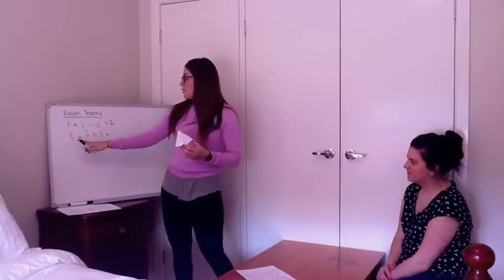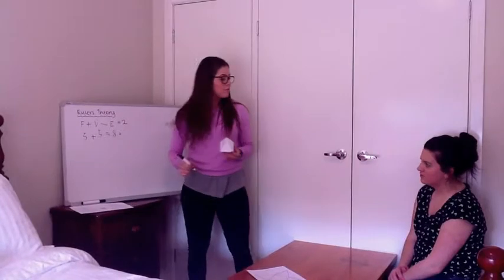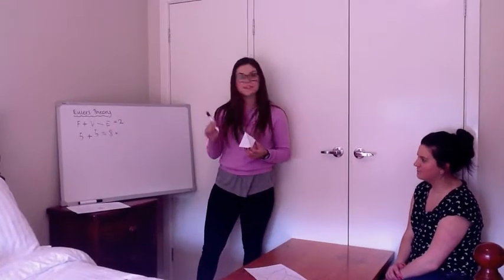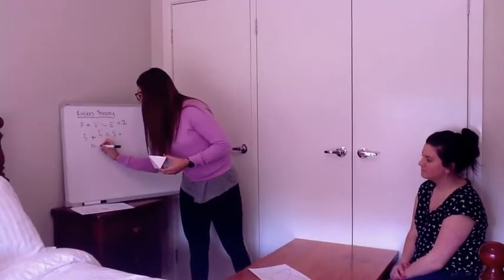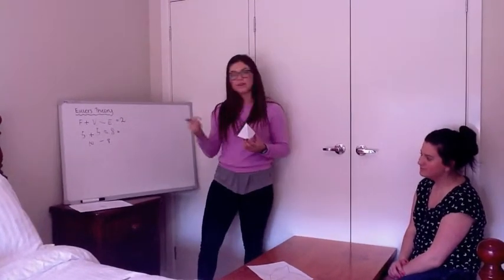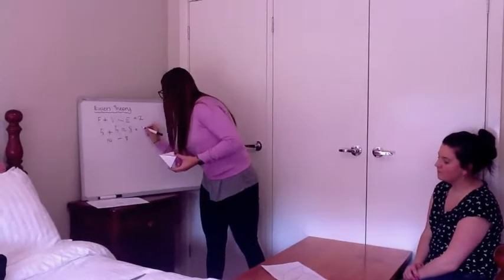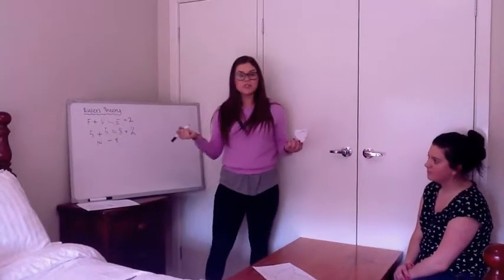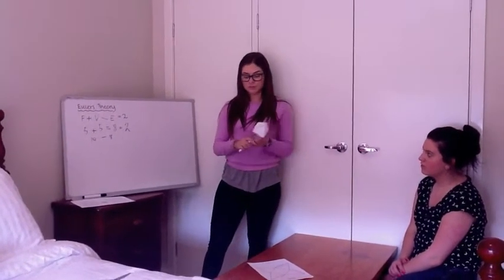Alright, so we've got 5 plus 5. What could you tell me 5 plus 5 is? 10. So we've got 10. Take away 8. 10 take away 8 is? 2. So that applies to Euler's Theory. So this is a polyhedron.